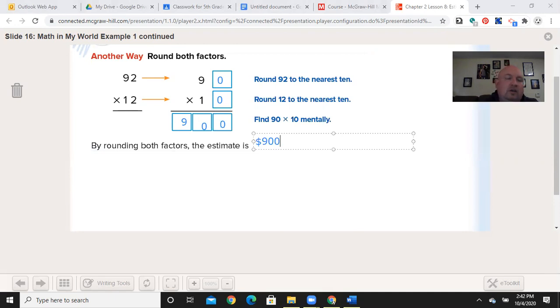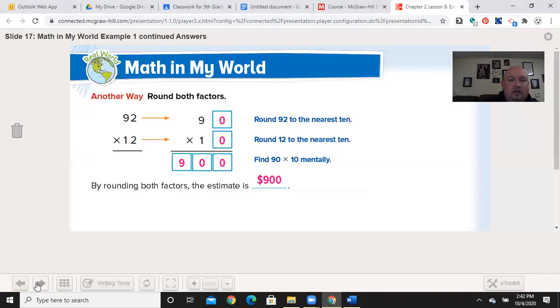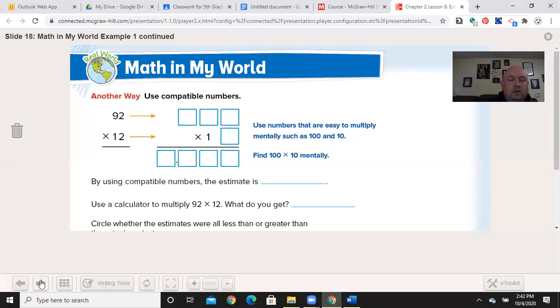And it really depends on your purpose on which one you should use. If I'm really speaking in generalities, I say, hey, it's about $900. And that's okay. But if I was trying to figure out how much money to take with me to the store, I might want to go with the rounding of one factor so that it's a little bit more accurate. Make sure those are written in. If not, pause the video and write it. And we're going to continue on by clearing all the drawings, which will allow you to see the answer key, which shows that we did okay.